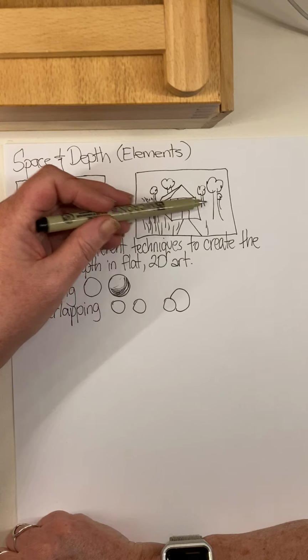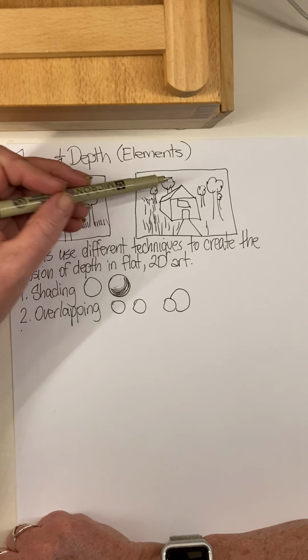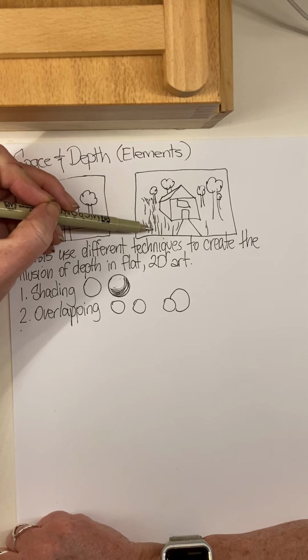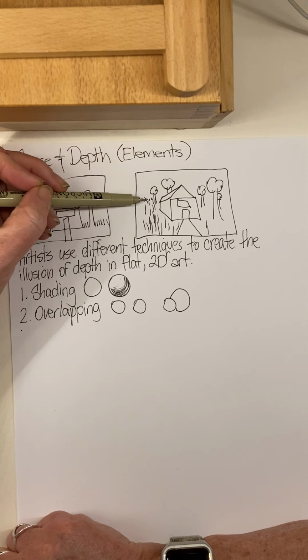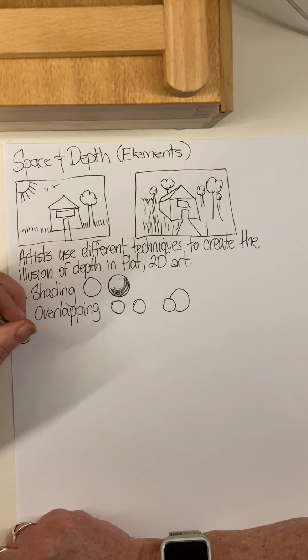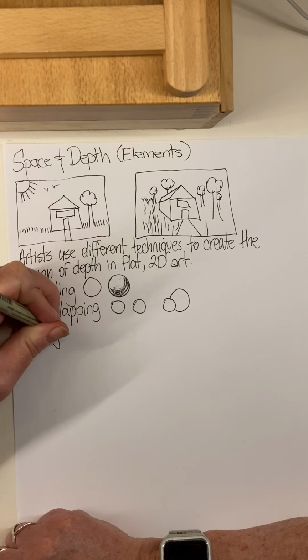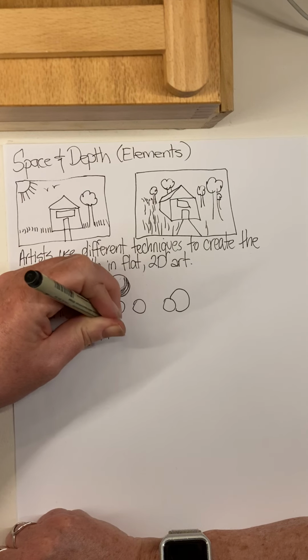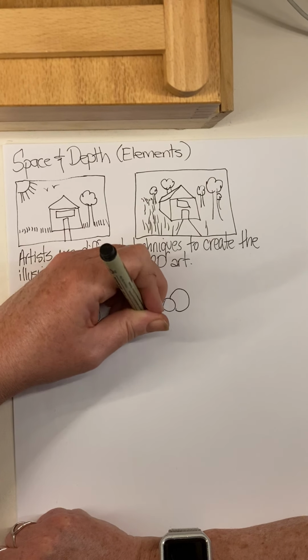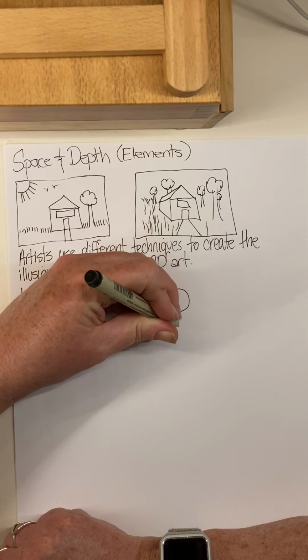All right, what else happens? The trees, as I started to put them here, I started to make them smaller. The grass, right, it's not going to look like it's the same. It's going to be taller in the front. It's definitely going to get smaller. So we're just going to write the words: objects appear smaller in the distance.